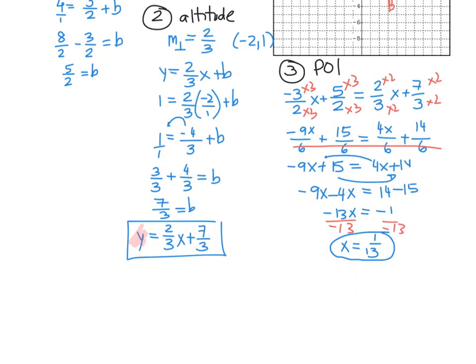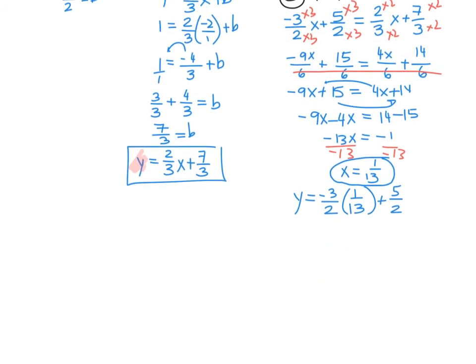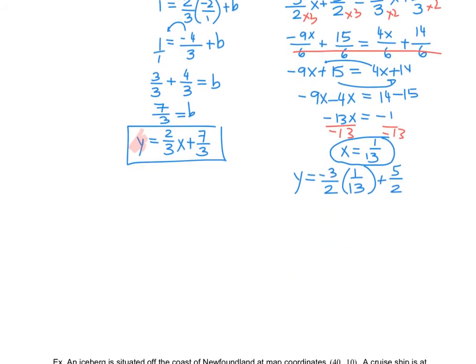And now we can plug this into either one of our equations. I'm going to plug it into the top one, but either one would have been fine. So that's negative 3 over 2, x is 1 over 13, and then plus 5 over 2. Now, multiply your fractions. So negative 3 times 1 is negative 3. 2 times 13 is 26.